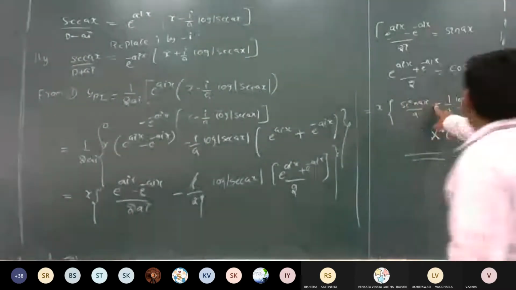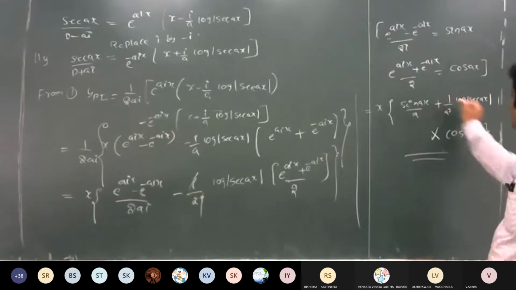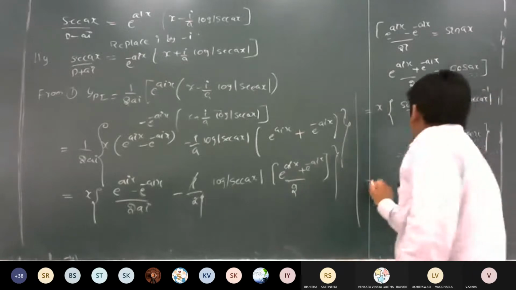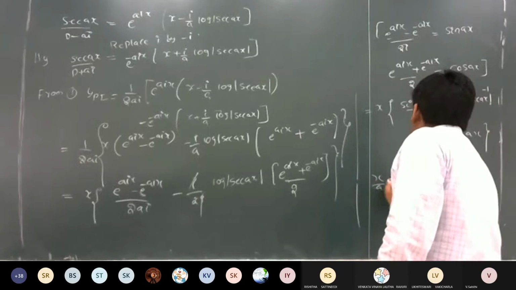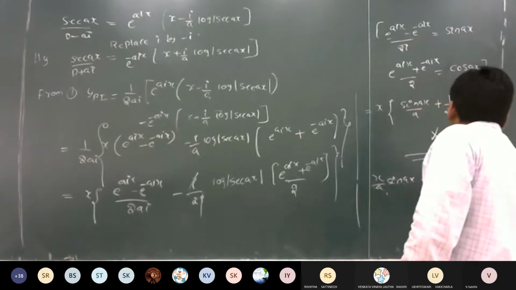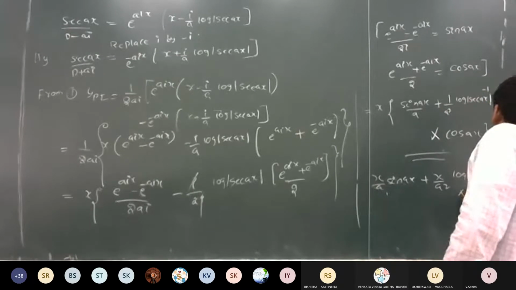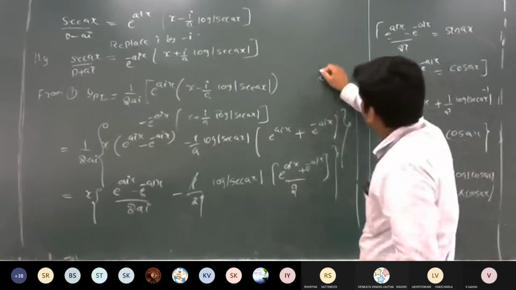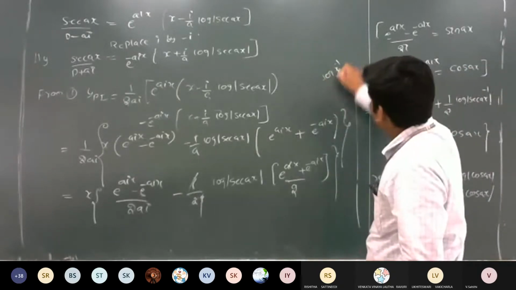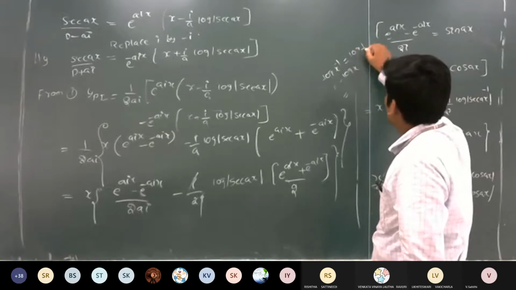Suppose if you want to change this one, log x power m is equal to m log x, so that it becomes log of secant ax whole power minus 1. So 1 by secant x is nothing but cos x. Otherwise, no need to simplify this one. So it becomes x by a sin ax plus x by a square log mod cos ax into cos ax. If you want, you can change it: log x power minus 1 is equal to minus log x, which is also written as log 1 by x.